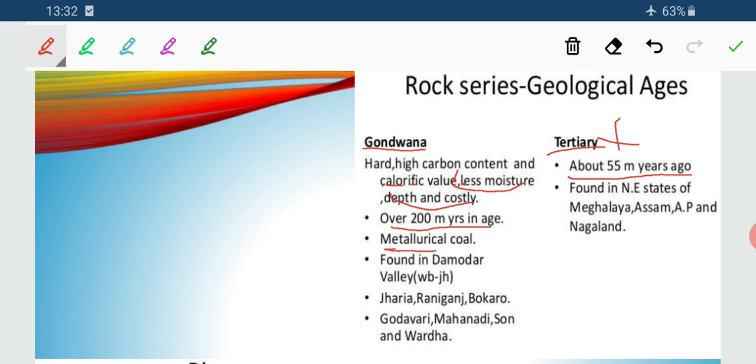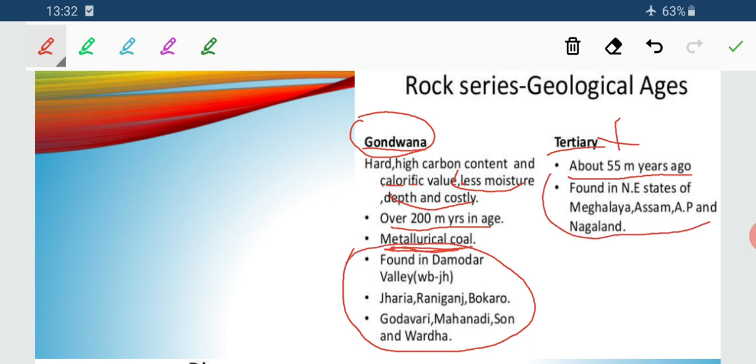Metallurgical coal, please pay attention, is present in these states, and it's basically found in the valley regions of Damodar, then the Bokaro, Godavari, Mahanadi, Son, all these are having a valley region. And it is found in the northeastern state, the Meghalaya plateau, where we are having the presence of vegetative cover and excessive rainfall. So what do you think, here will we get a better quality of the coal or a lesser quality of the coal? The better quality of the coal is found in the Gondwana rock series, and inferior quality of the coal is found in the tertiary rock series.